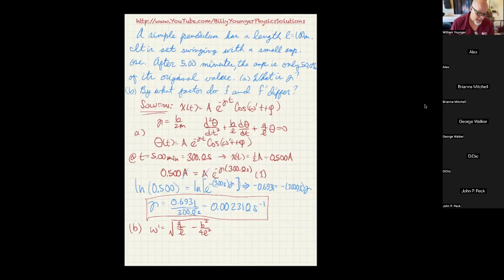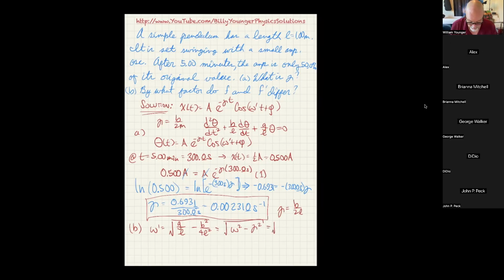Okay. So what we have here is clearly we've got gamma, but we don't necessarily have enough to figure out what omega prime is. What we do know is that gamma is going to be b over 2l. So you can write this omega prime as, in fact, the square root of just plain omega squared minus, in this case, b squared over 4l squared, which is, in fact, gamma squared. Now, if you actually put in these numbers, as I did earlier, this is what you're going to get.